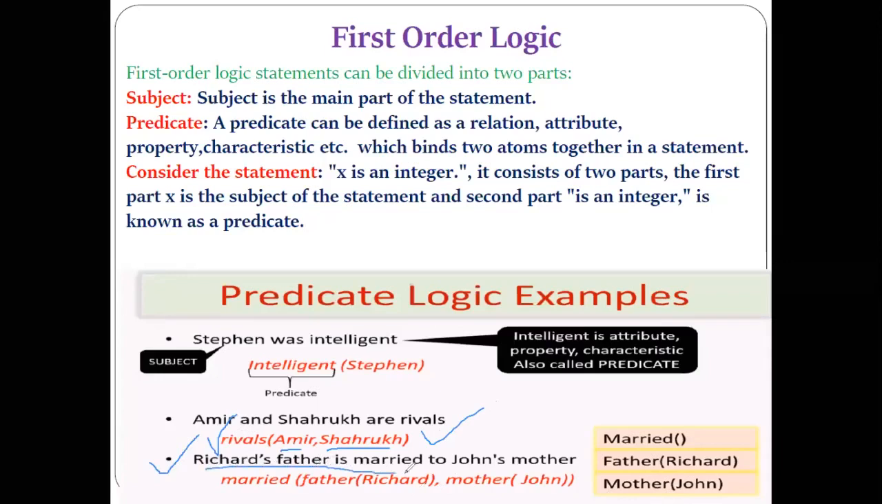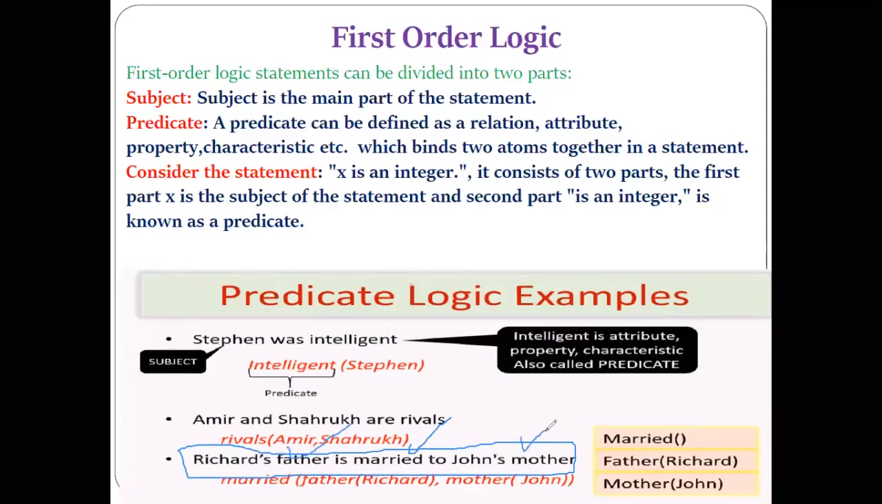Richard's father is married to John's mother. This has been asked a number of times in the exam. Now it is a complex sentence. How can we write the predicate logic for this? First, you should identify what predicates are there. Married is the main predicate. What are the other predicates? Father and mother are also predicates.